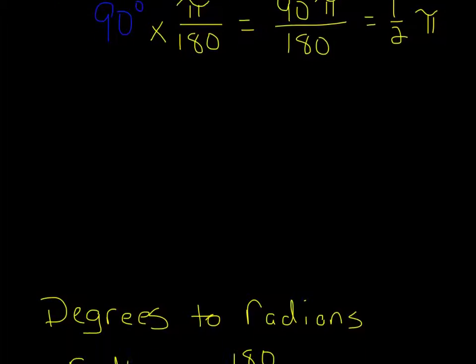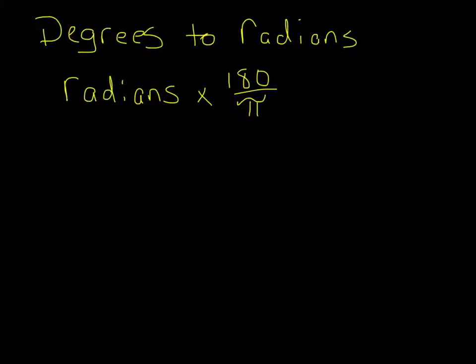Now, the process of going from radians to degrees is going to be just the opposite. Now, when I multiply my radians, I want to get rid of my pi. So that's why pi is on the bottom, because they will divide out and they will cancel each other out. So in this case, let's take a look at that same value, 1/2 pi. And I'm going to multiply this by 180 over pi.